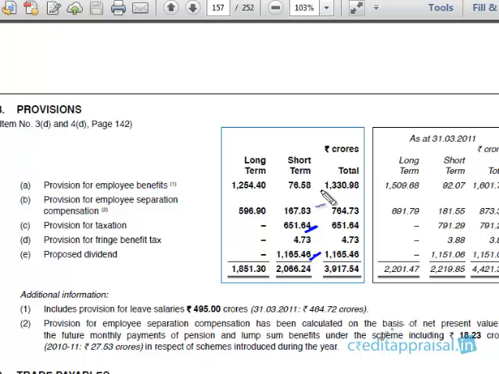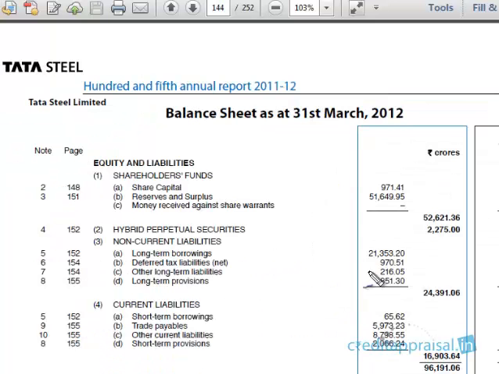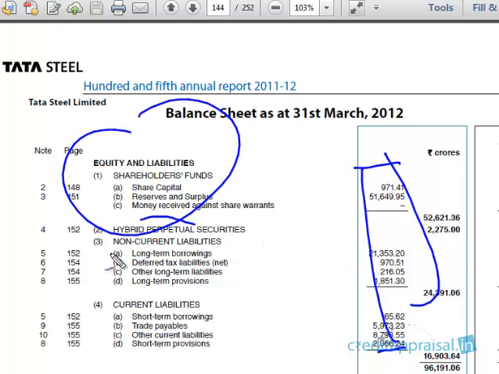What are the items? 76, 167 and 4. Here it is, okay? So that I have put it under other current liabilities and provisions. And this is complete. So all items related to liabilities, right? Equity liabilities, long-term liabilities, short-term liabilities, everything is completed. So this completes the liabilities portion, right?